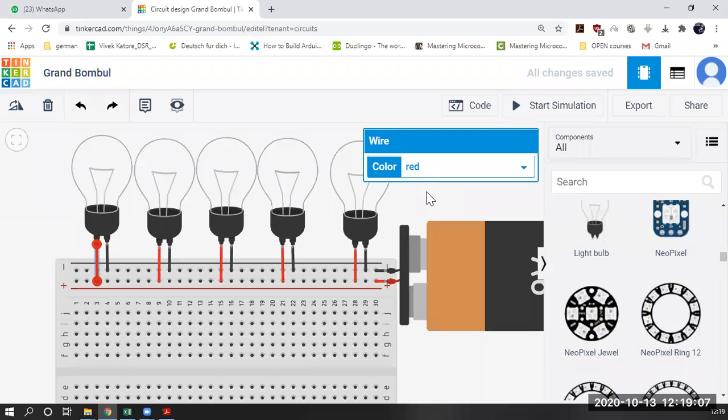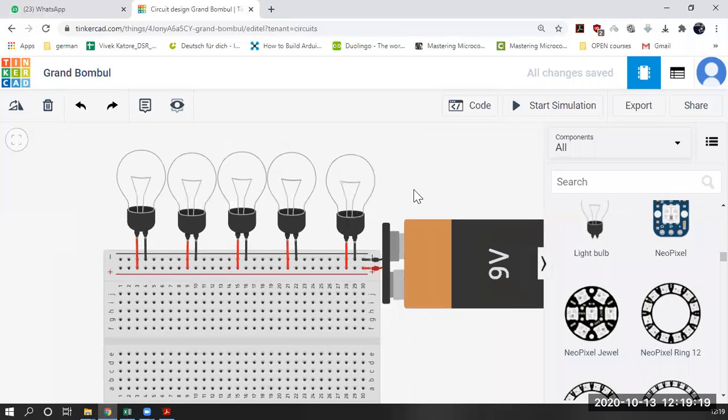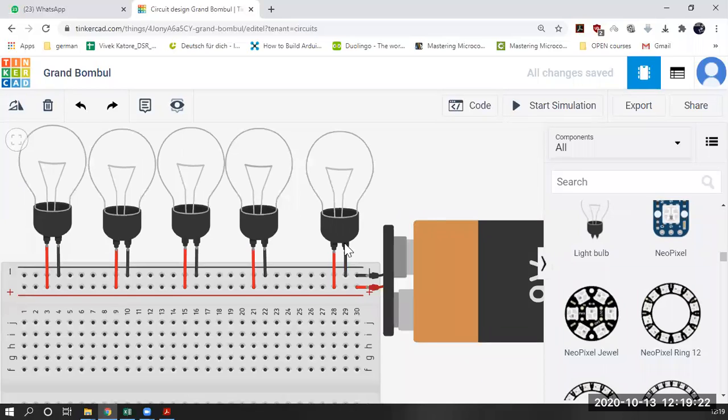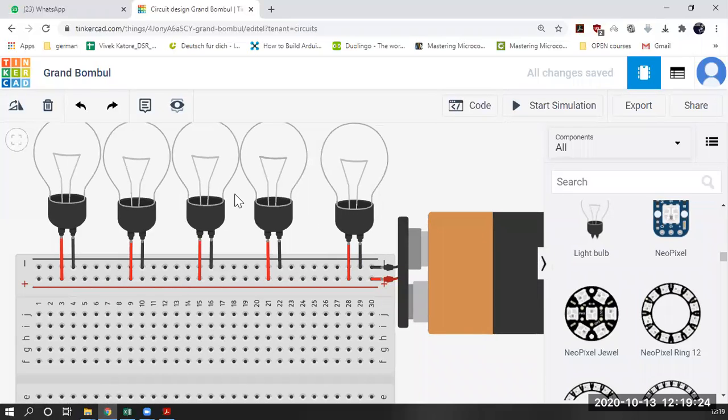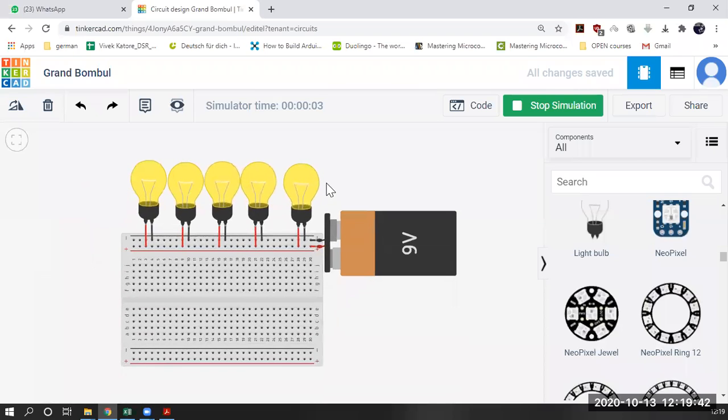Okay, so let me ask you a question. How many bulbs will glow out of this? If I turn on the simulation, you can see the circuit. What will happen? How many bulbs will glow? Good. So all of the bulbs are going to glow because all of them are connected to one power source, that is the battery. It's connected and everything is glowing, right?